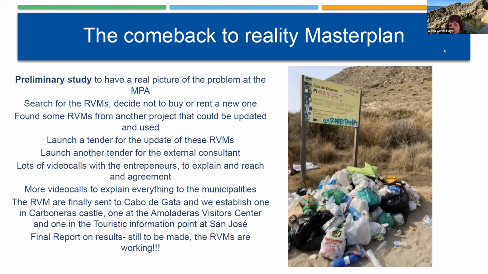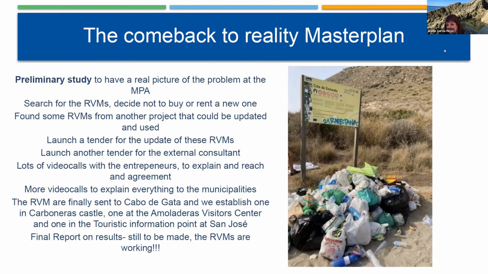We had to launch a tender for the updates of the reverse vending machine because we cannot update the software. We launched another tender for external consultants just to do the maintenance, also the controlling of the reverse vending machines and their proper functioning. Lots of video calls with the Entrepreneurs Association to explain the project and reach an agreement. And finally, we reached an agreement that everybody was happy with.